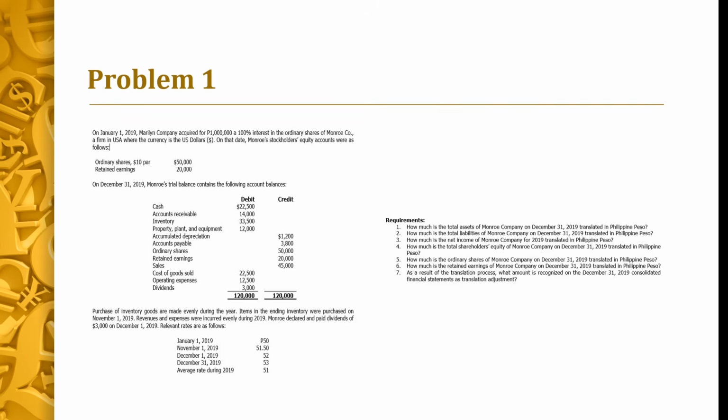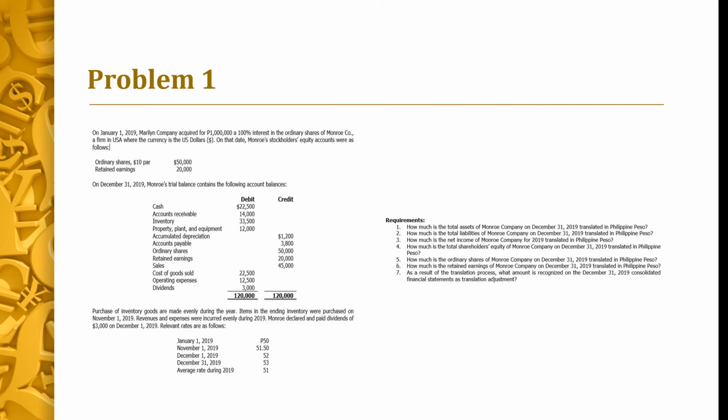Okay? So, on January 1, 2019, Maryland Company acquired a 100% interest in the ordinary shares of Monroe Company, which is a USA firm. On that date, Monroe stockholders' equity accounts are as follows. Given sa atin yan. Then, we are also provided the December 31, 2019 trial balance, which is stated in US dollars.